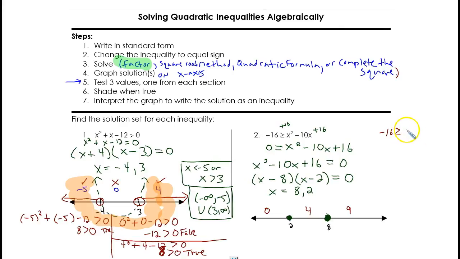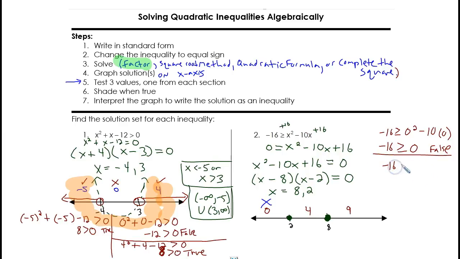So I'll plug in 0 first. Negative 16 greater than 0 squared minus 10 times 0. Well, when I plug in 0 for x, 0 squared minus 10 times 0 reduces to 0. Is negative 16 greater than 0? It's not. If you end up with a not true statement, that means that this one did not work. Doesn't work.